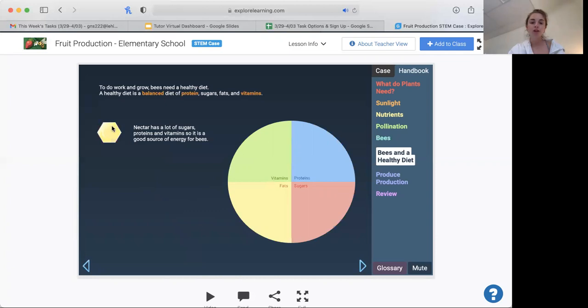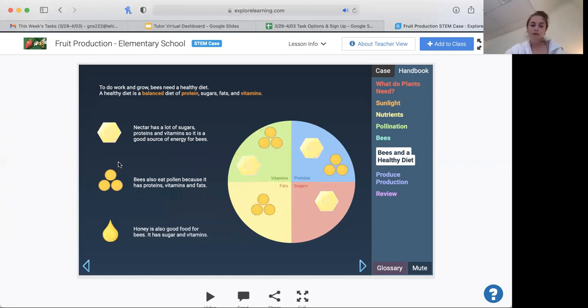Nectar has a lot of sugars, proteins, and vitamins, so it is a good source of energy for bees. Bees also eat pollen because it has proteins, vitamins, and fats. Honey is a good food for bees. It has sugar and vitamins.